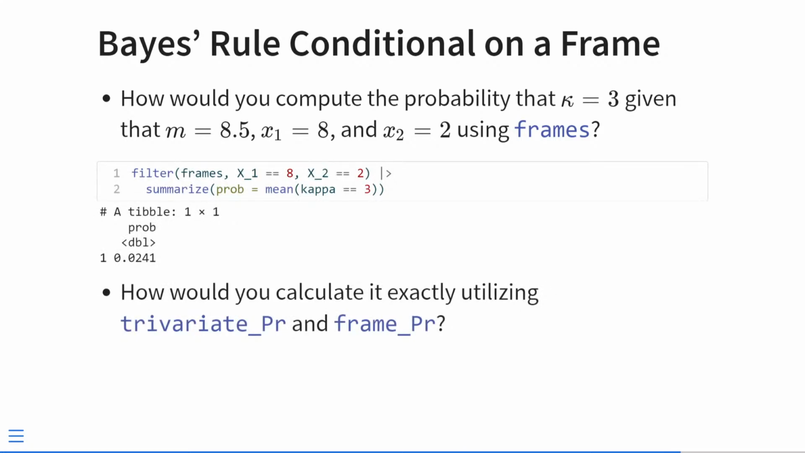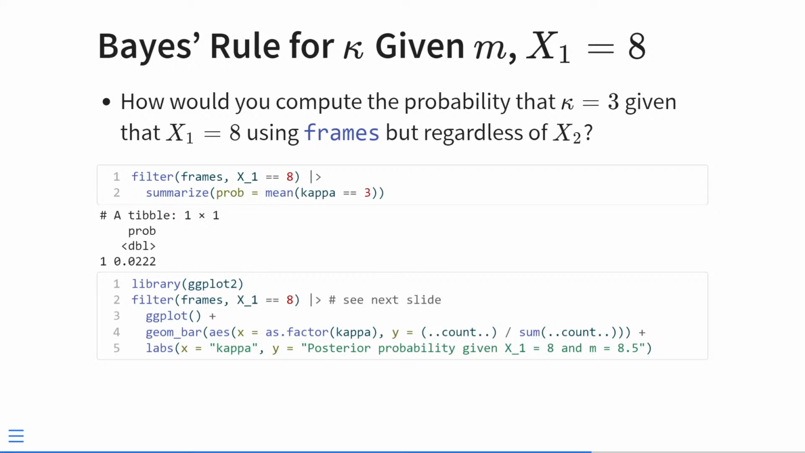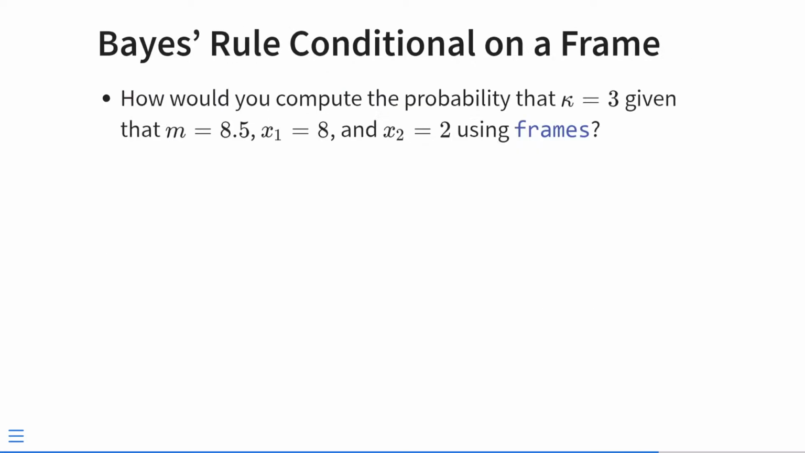Filter according to 2 conditions among that subset of your database where x1 was 8 and x2 was 2. Among that, the proportion where kappa is 3. Posterior probability. It's 0.0241, which is slightly different from 0.022. Conditioning on that second roll updated your probabilities a little bit more.